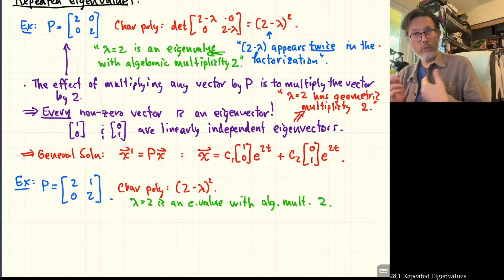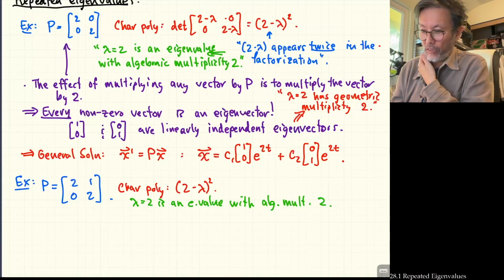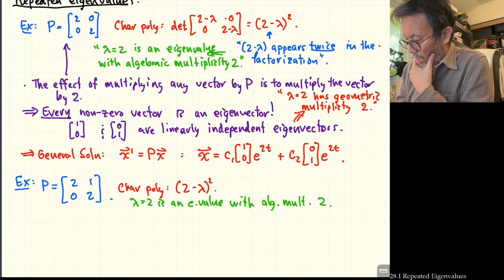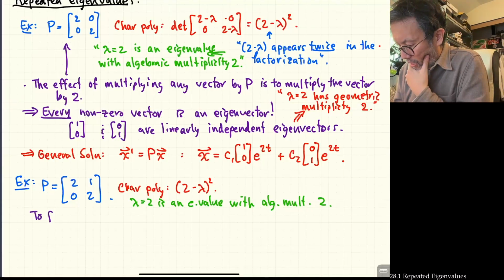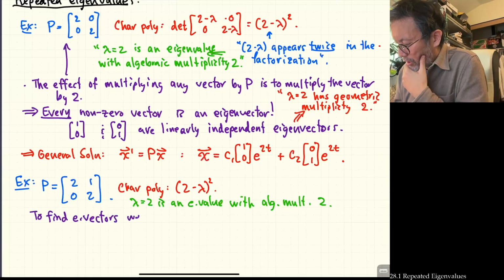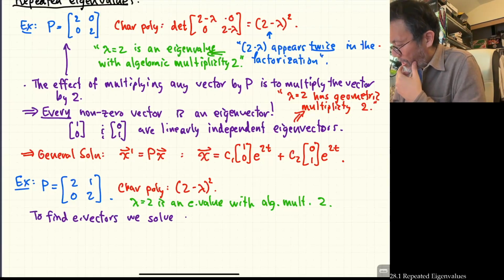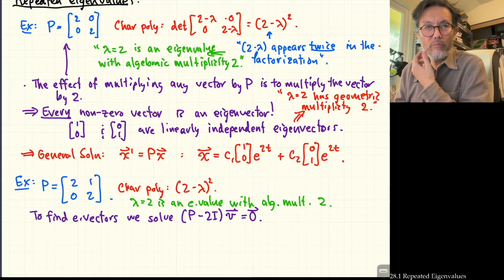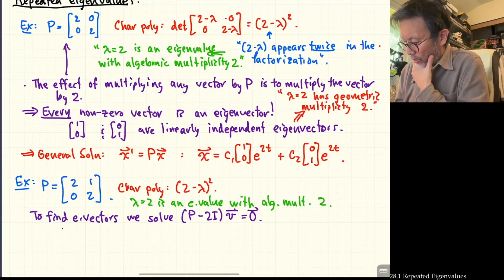We have to actually do some work in order to find the eigenvectors. Okay, so what we're going to do to find eigenvectors is solve the system. To find eigenvectors, we solve, of course, P minus 2, 2 times the identity rather, times v equals 0. We want to solve for non-zero v as usual. None of this should feel weird. So if I look at the system, what I get is 0, 1, 0, 0, and then augment 0, 0.